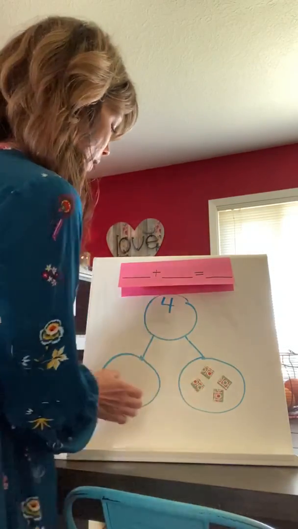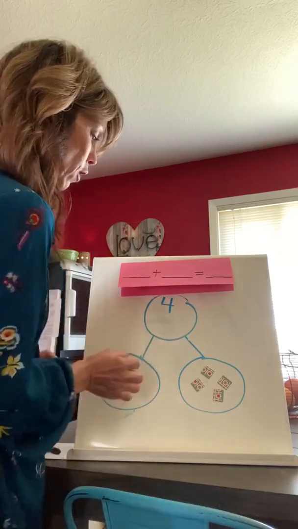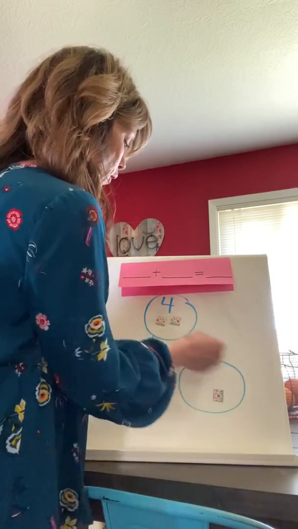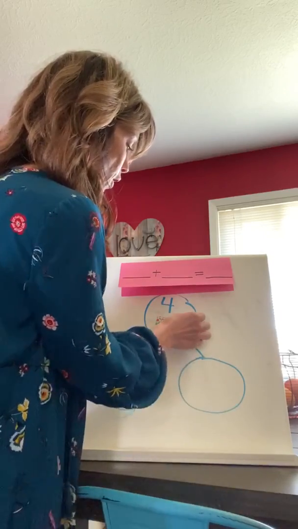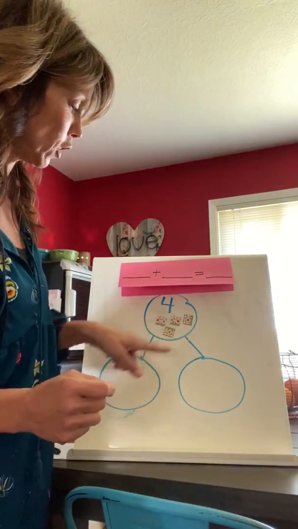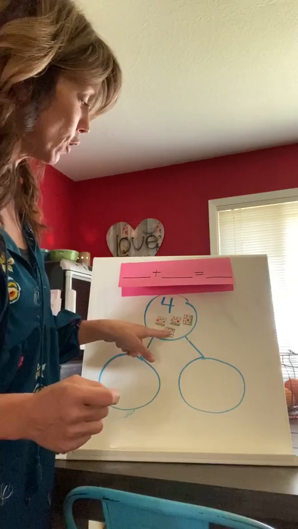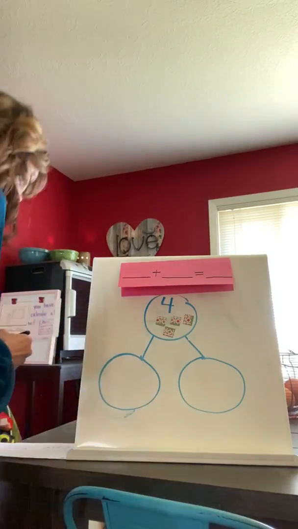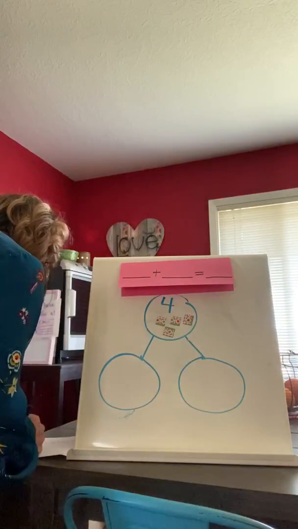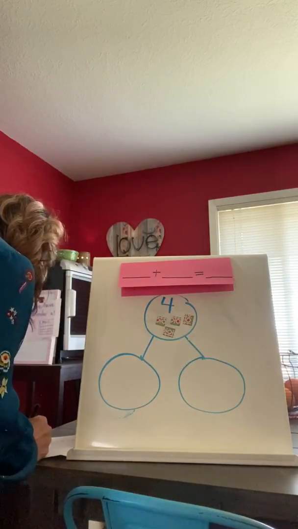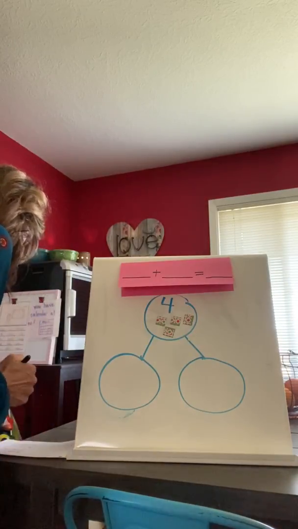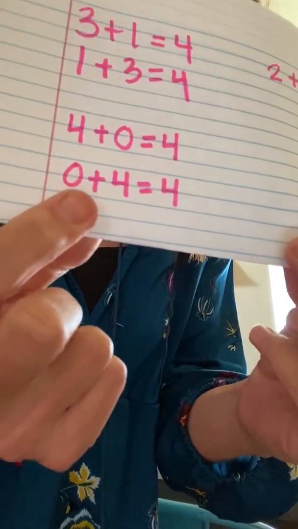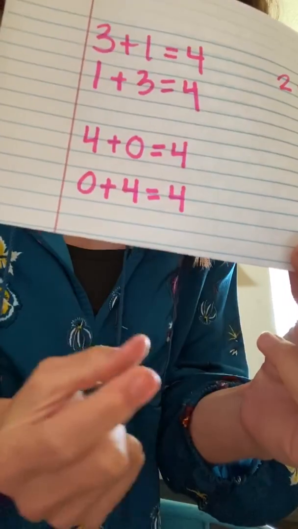Let's move all of our parts up. We have none here, 0, and then we have 4, so we have 0 plus 4 equals 1, 2, 3, 4. Let's go ahead and write that number sentence. 0 plus 4 equals 4.